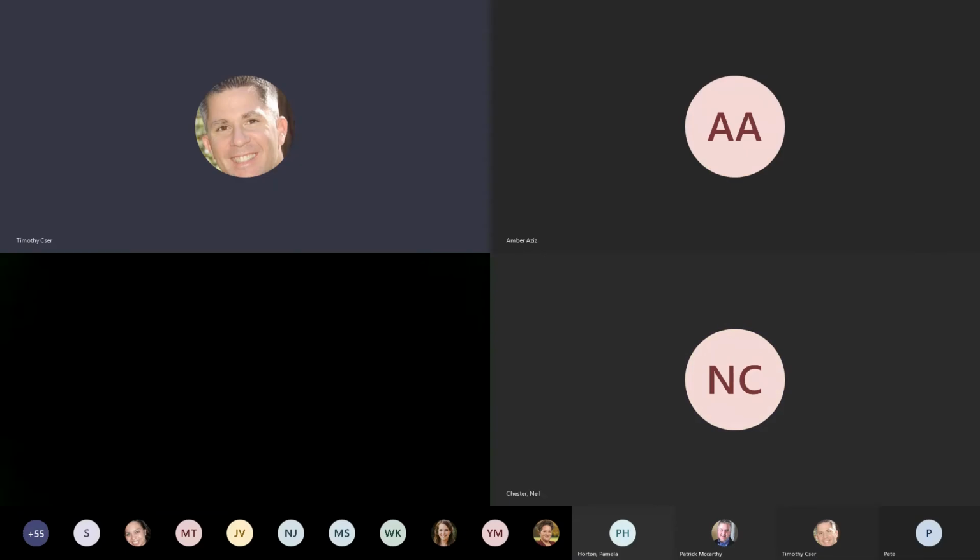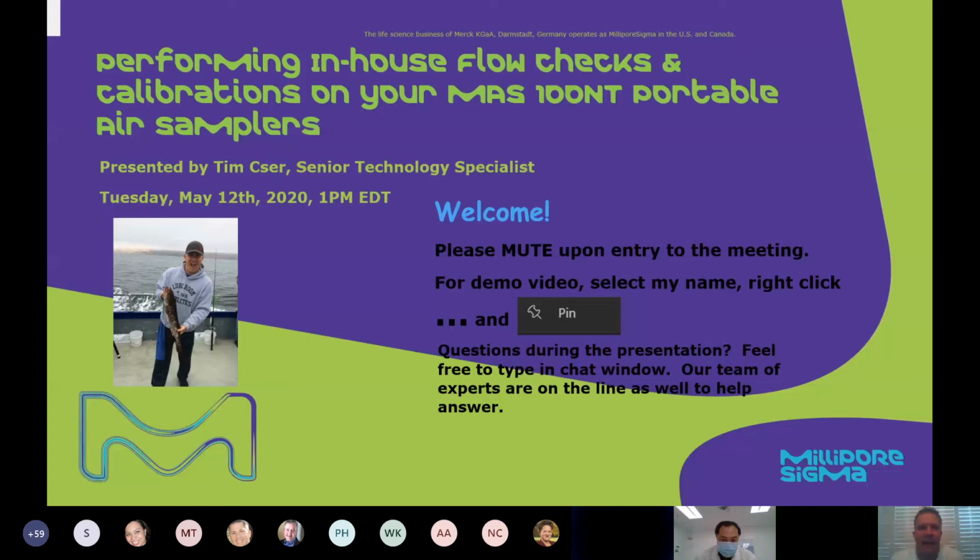In-house flow checks and calibrations on your MAS NT with your Da100 NT. Now, you may have an MAS NT already. You may not have an MAS NT, and you may or may not have a Da100 NT. Either way, this is going to be useful for you to see how to perform flow checks if you're interested in the future or if you have one now.